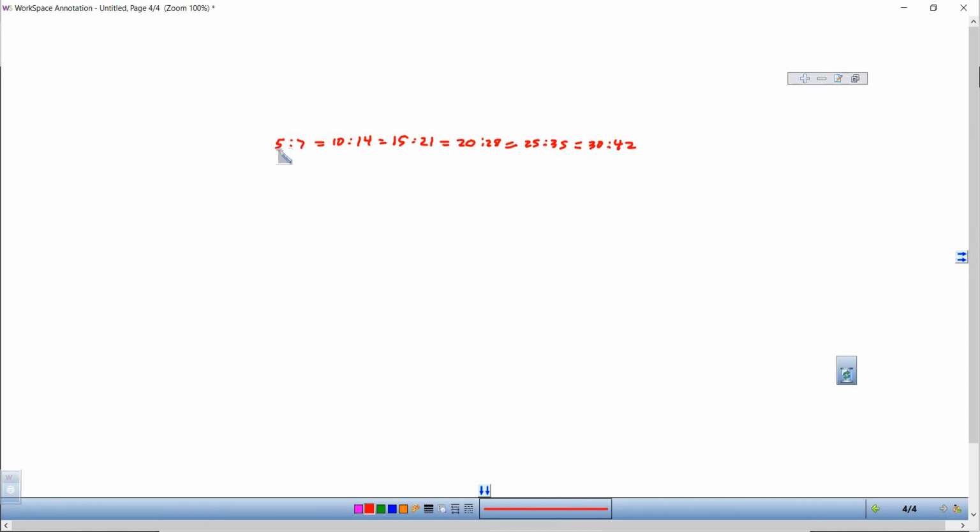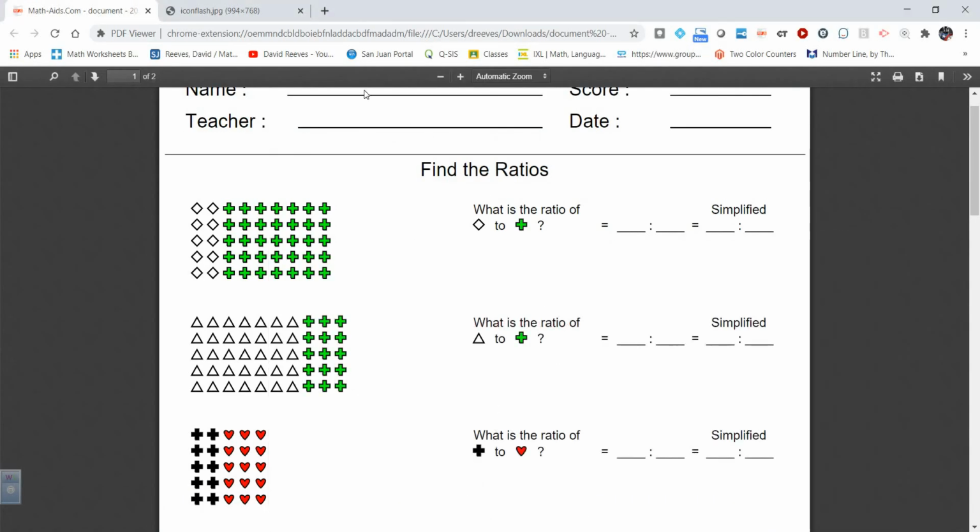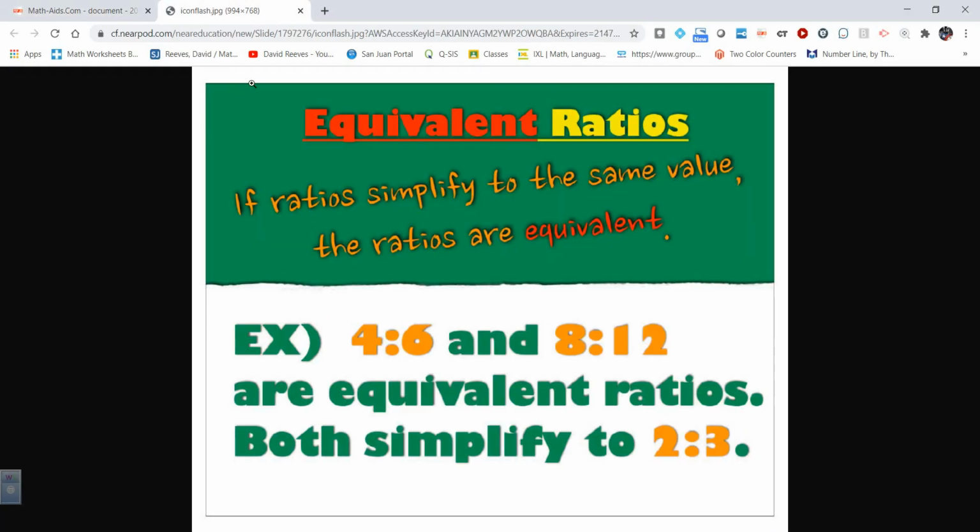Just take that first one. All right, 5, 10, 15, 20, 25, 30, 35, 40, 45, 50, 55, 60. All right, and then the second one, 7, 14, 21, 28, 35, 42, 49, 56, 63, right? And so on and so on. That is how you can generate equivalent ratios. Okay, so that's what equivalent ratios are. And that's how we can generate and recognize some equivalent ratios.